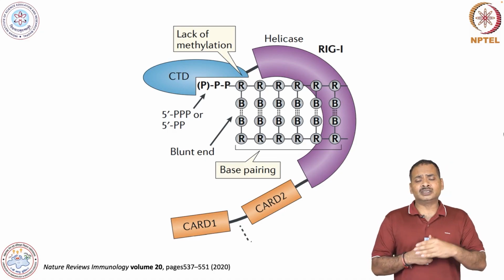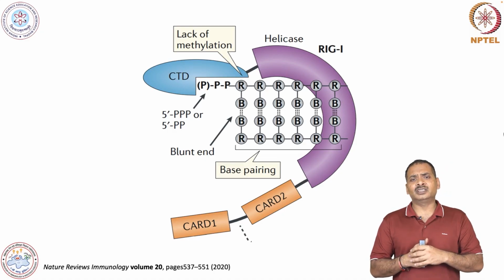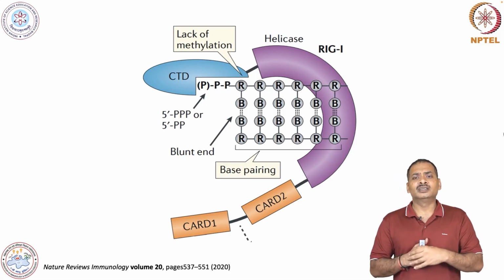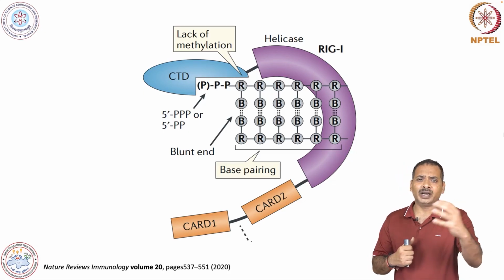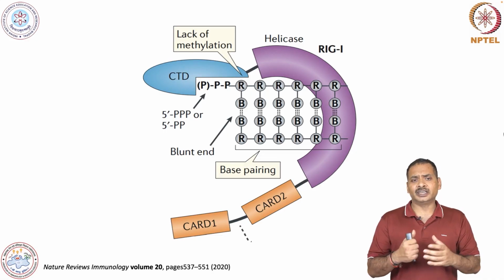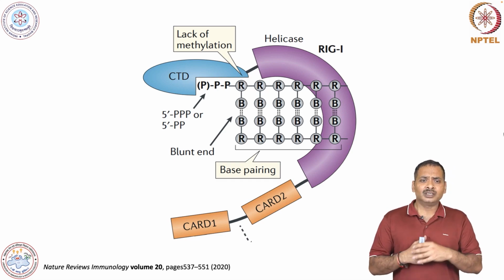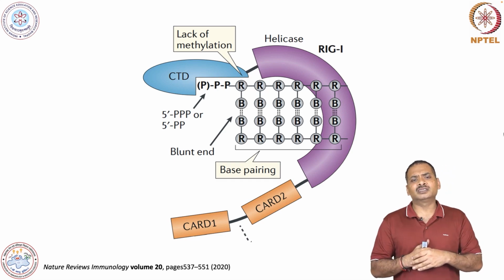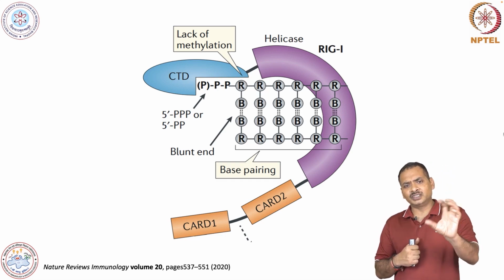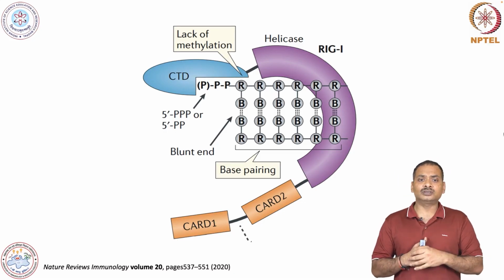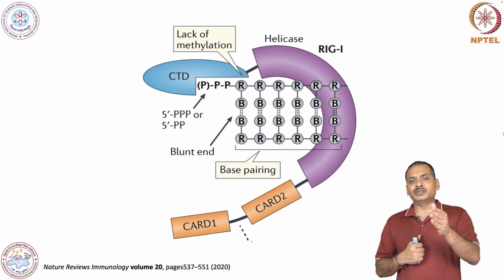So, this is a schematic representation of how the RNA molecule is sensed by RIG-I, meaning how the RNA molecule binds with RIG-I. Here you can see there is a CTD, the carboxyl terminal domain. This is basically binding with the triphosphate, it is holding the triphosphate, and it could be a diphosphate also. Okay. And here you can see the ribose sugar and there are bases.